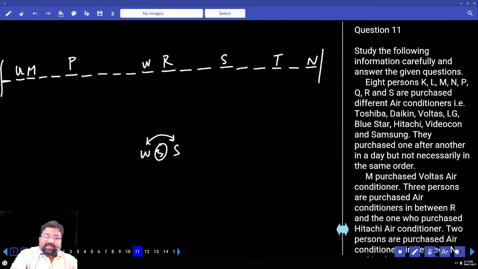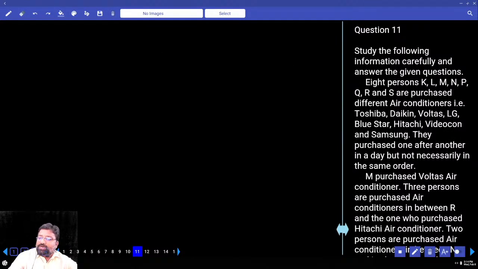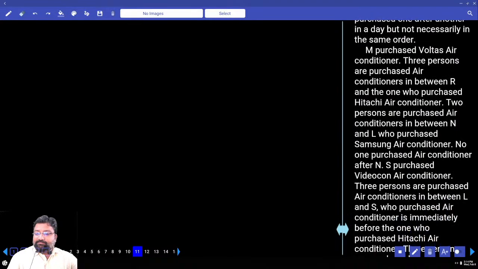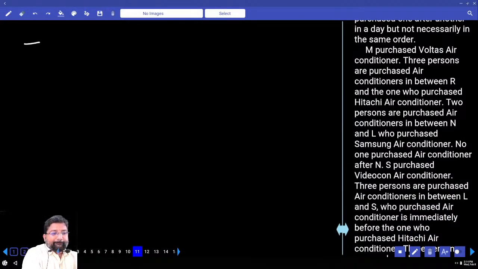8 persons, K, L, M, N, P, Q, R, S are purchasing different air conditioners, that is Toshiba, Daikin, Voltas, LG, Blue Star, Hitachi, Videocon and Samsung. They purchased one after the other but not necessarily in the same order. So how many? 8 persons. And they are purchasing one after the other.